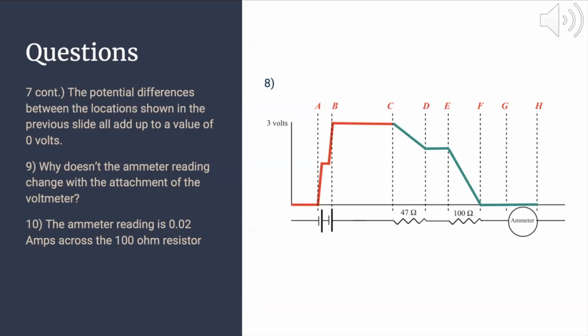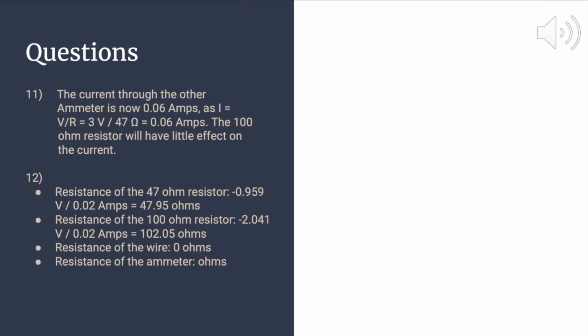The ammeter reading is 0.02 amps across a 100 ohm resistor. So first let's discuss the graph. The lines on the graph on the right side are based on the values of the potential differences from the previous slide at 0 ohms, and the resistance of the ammeter is also 0 ohms.